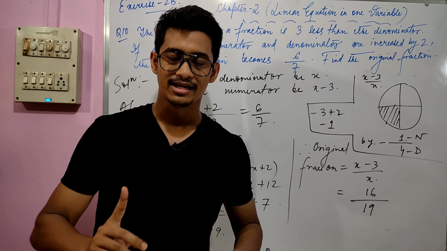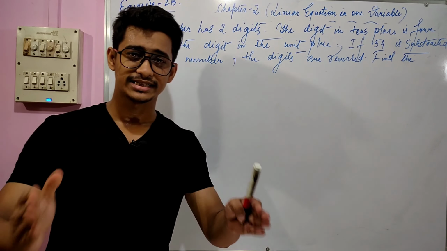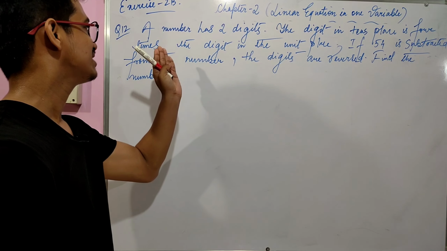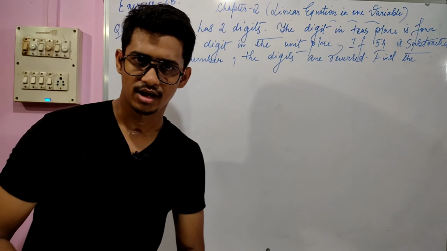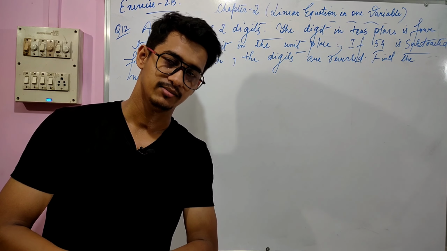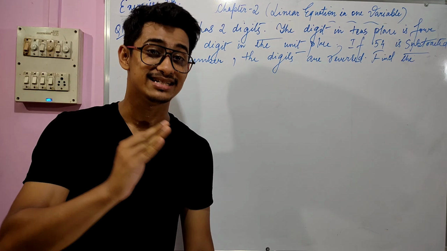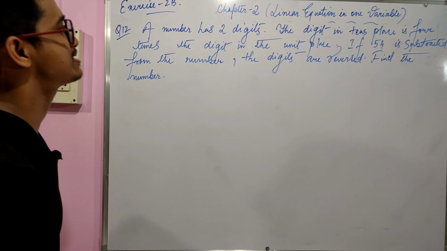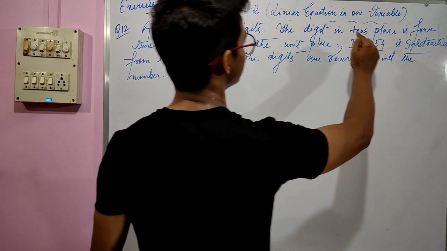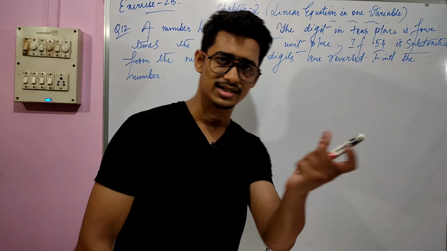One more question remains, and let's summarize this particular session. So now this is the last question of today's video, that is question number 12. Question number 12 is saying that a number has 2 digits. So 2 digits means what? The number which starts from 10, because 10 is the smallest 2-digit number, and which ends at 99. So these are the 2-digit numbers. And what is the next statement? The digit in the tens place is 4 times the digit in the unit place. So there is one condition which is being given.